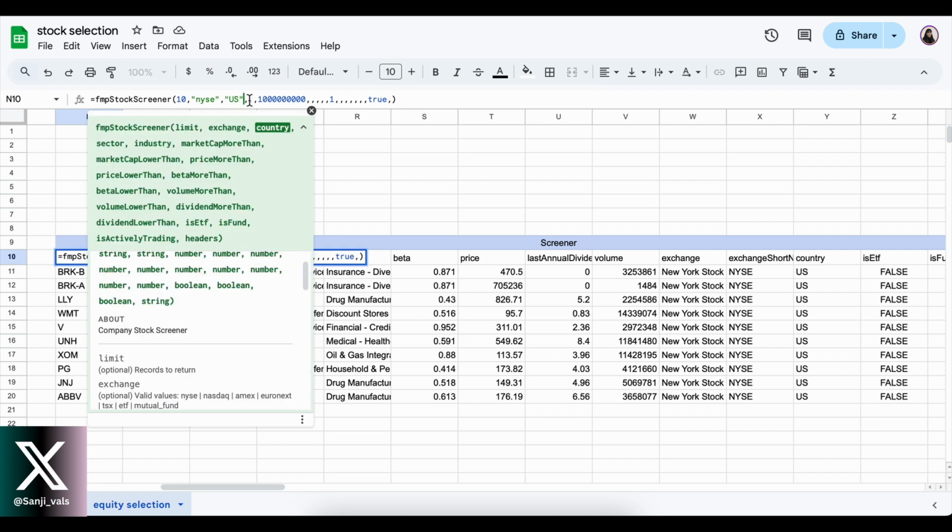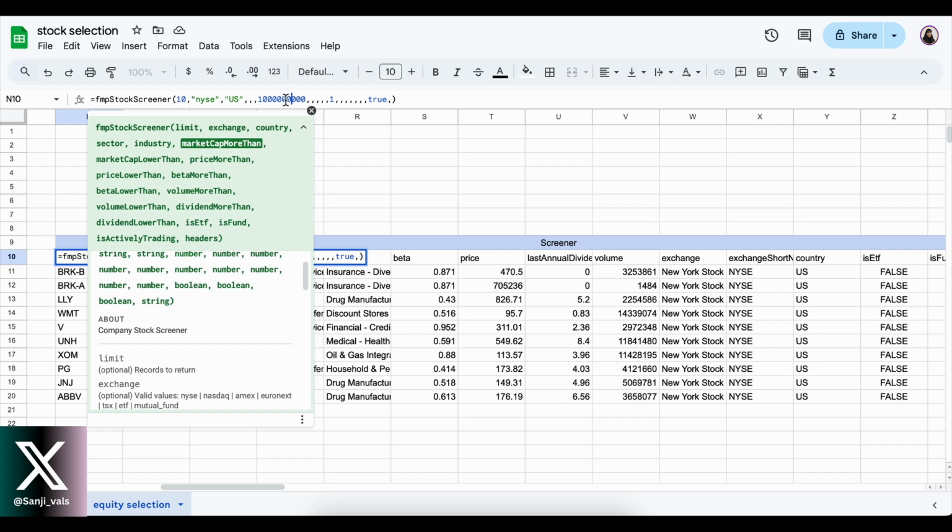Like, for example, sector, industry, I'm not interested in that. Market cap more than, and this one is interesting. I'm putting the market cap more than 1 billion. So it's the mid cap shares. If you're interested in searching something among larger caps, you can put market cap more than 10 billion, and it will show you larger shares.